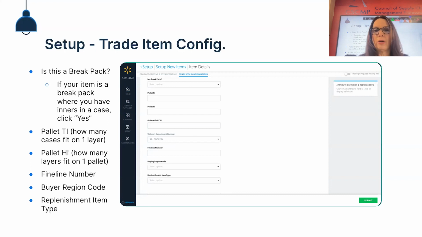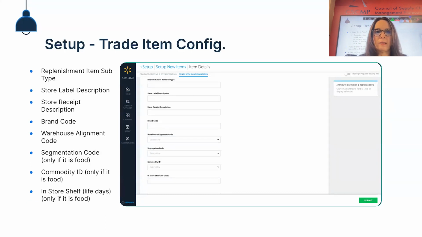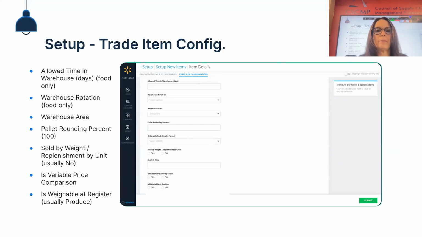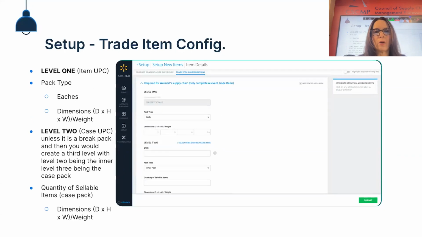So that is really, really important. Buyer region code, we'll go through all that here in a minute, but there's just different little drop-down menus that you have to fill all of these things in. Okay, there we go. I can go through all of them. We're going to go through it on the sheet.